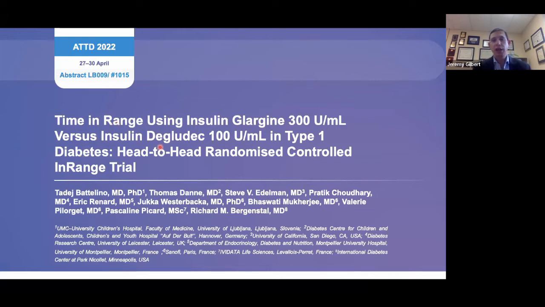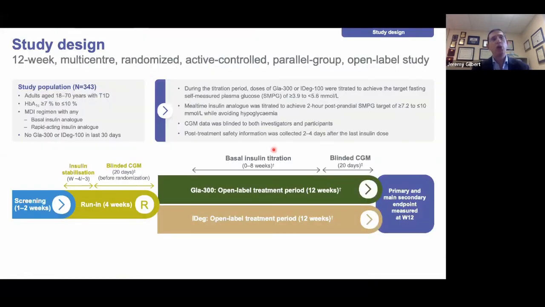So this was a head-to-head randomized trial comparing glargine U300 to degludec U100 in people with type 1 diabetes. It was a 12-week multi-center randomized trial in adults with type 1 diabetes who had A1Cs between 7 and 10%, on different kinds of regimens, but a basal insulin analog with a rapid acting insulin analog.